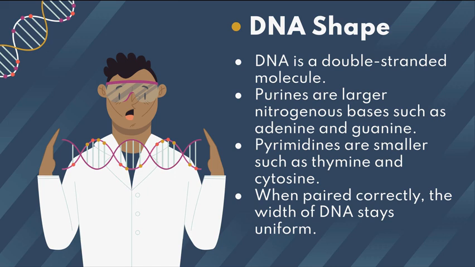Now let's touch base on DNA shape. We should know that DNA is a double-stranded molecule, meaning that it is made up of two strands. These strands are connected by the nitrogenous bases pairing with each other. Purines are larger nitrogenous bases, and purines are adenine and guanine. Pyrimidines are smaller nitrogenous bases, and those are thymine and cytosine. When the nitrogenous bases pair correctly, the width of DNA stays uniform throughout, and this is what's helping us create that polymer that we talked about earlier.